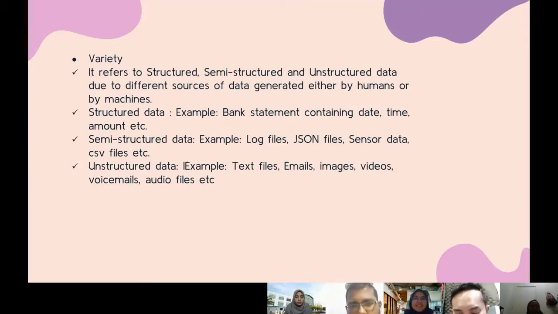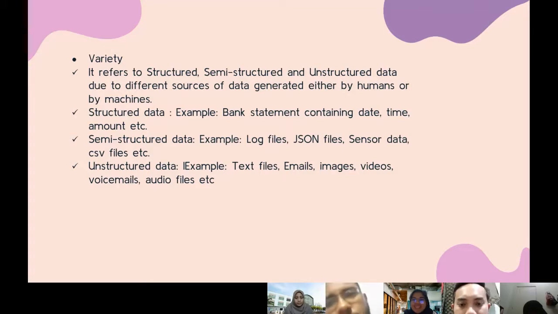Next is variety. It refers to structured, semi-structured, and unstructured data due to different sources of data generated by humans or machines. There are three types. Structured data, for example, a bank statement containing date, time, and amount. Semi-structured data, for example, a log file.